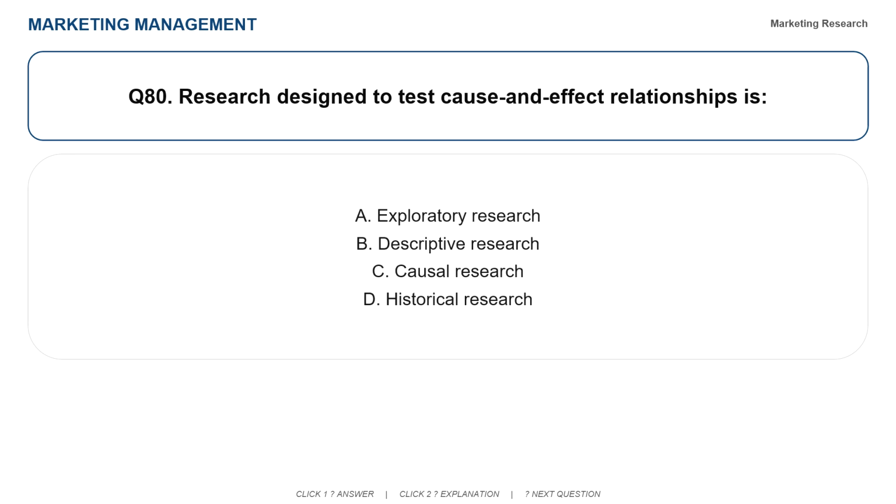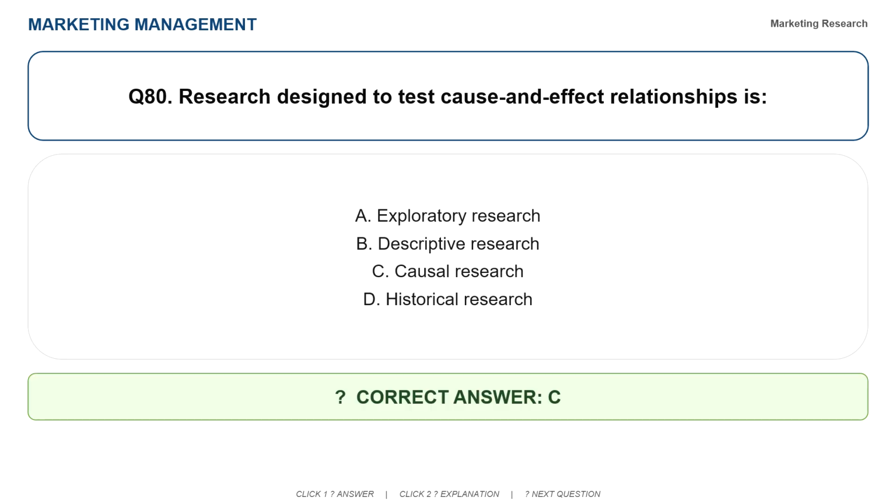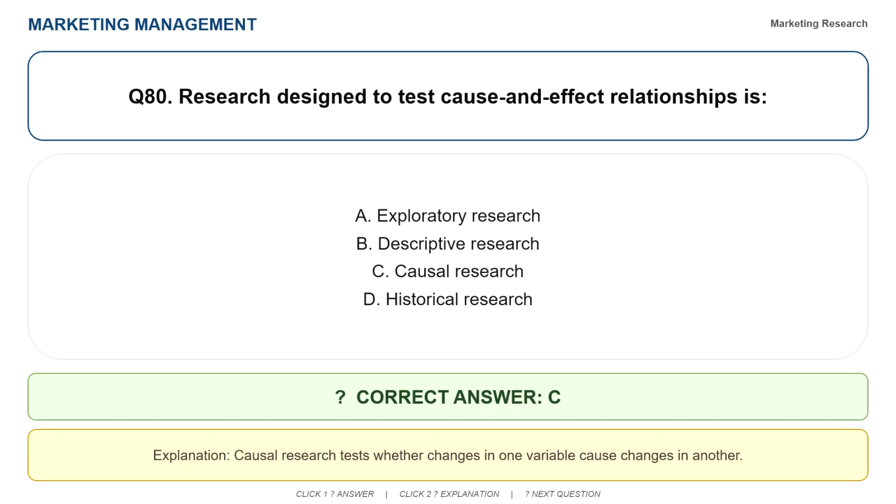Question 80. Research designed to test cause and effect relationships is. Option A. Exploratory research. Option B. Descriptive research. Option C. Causal research. Option D. Historical research. The correct answer is C. Explanation. Causal research tests whether changes in one variable cause changes in another.